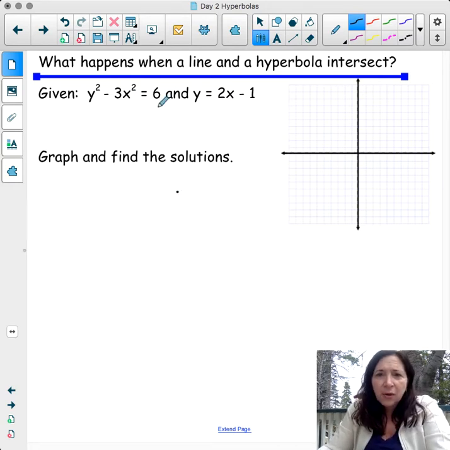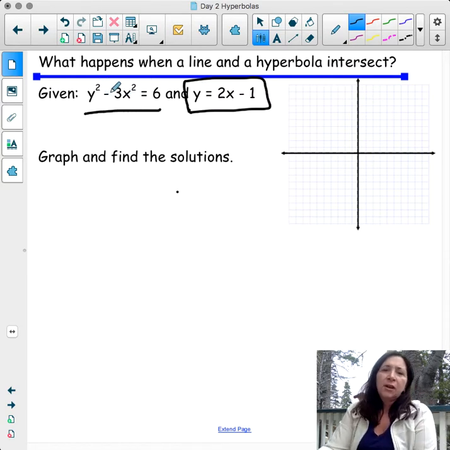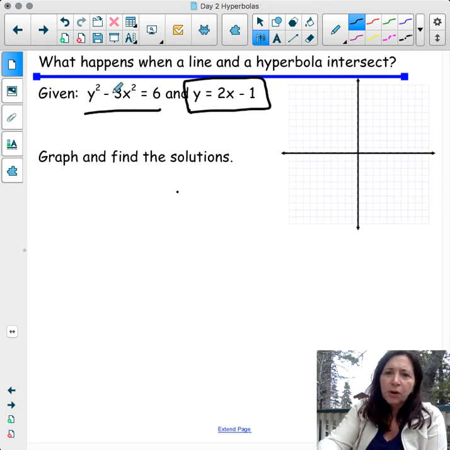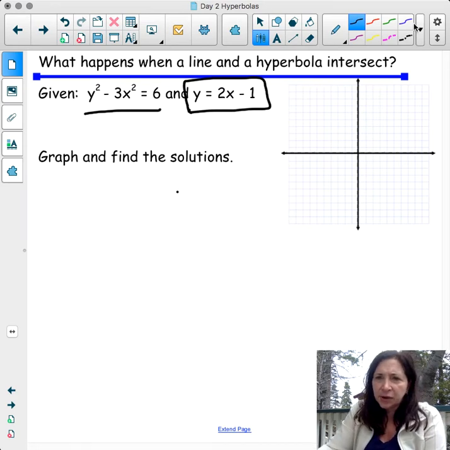But what we do know is we could have a line. So this is my equation of my line, and this is a hyperbola. Now remember, it's a hyperbola because of this minus sign, but you still have an x squared and a y squared, but you have a minus. So what we're going to do is figure out what happens when those two terms intersect. So let's figure that out.